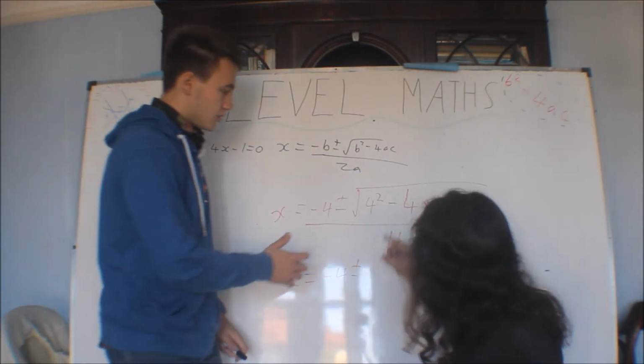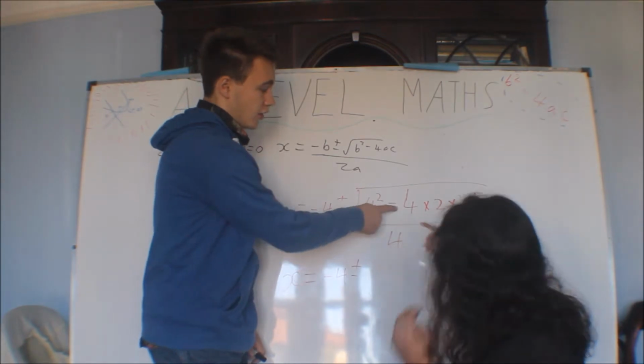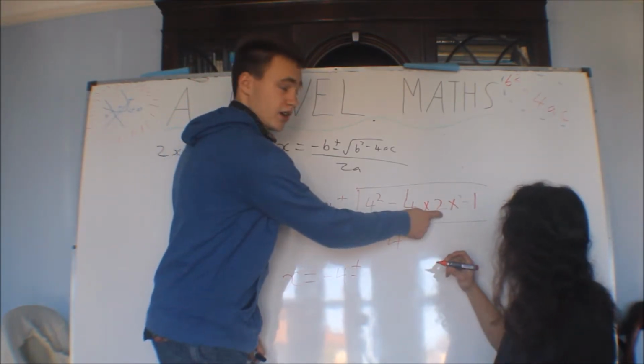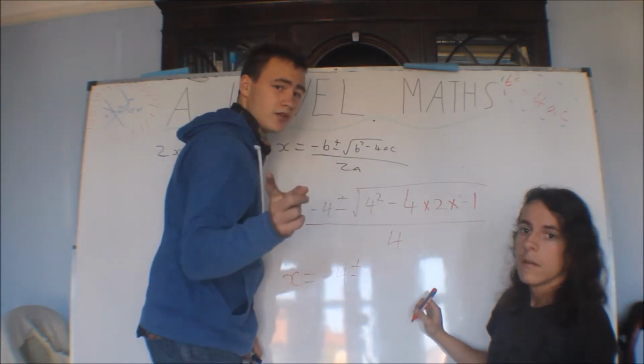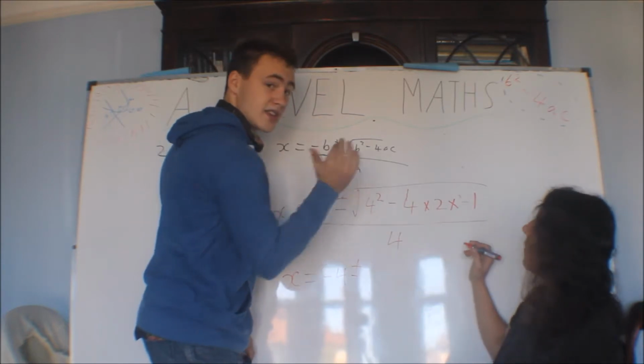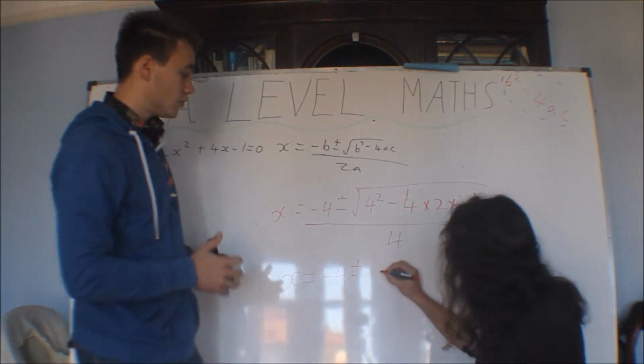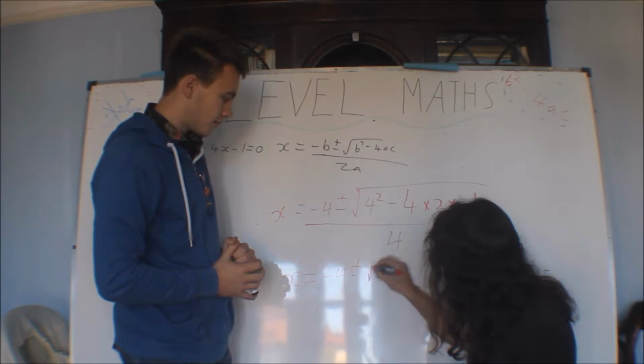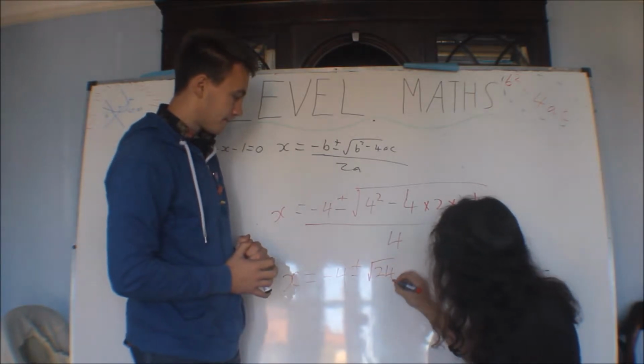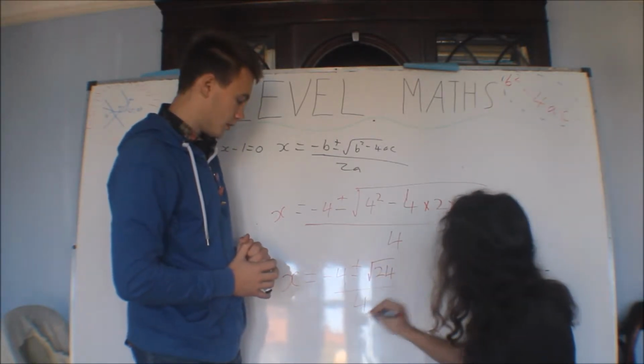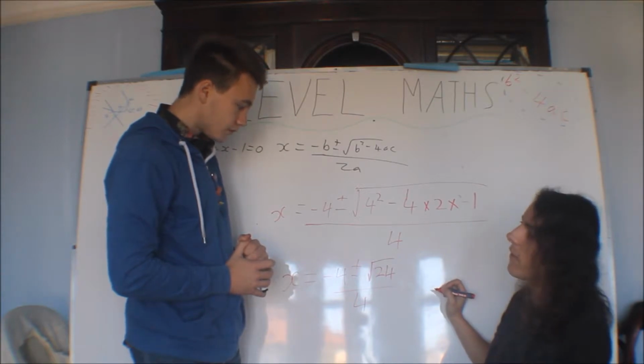So, like Wayne said, that's 16. Then you've got minus 4 times 2, which is minus 8, but then times minus 1. Careful of your minuses and positives, that becomes plus 8. So it'd be root 24 altogether, over 4.